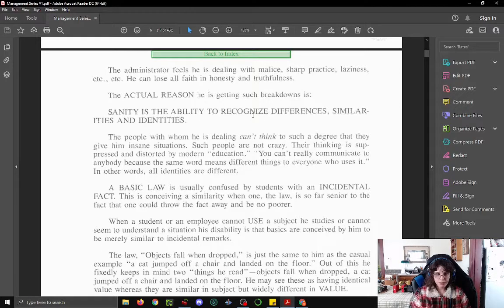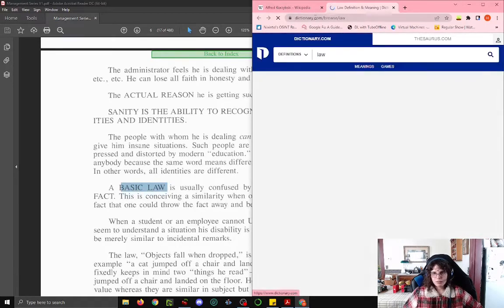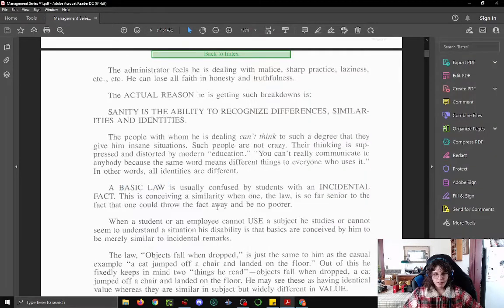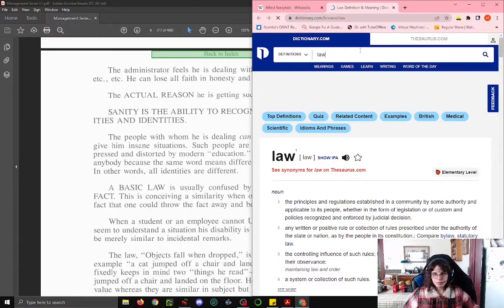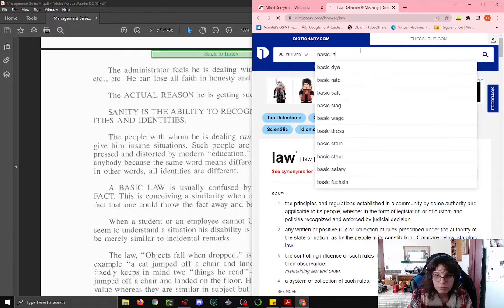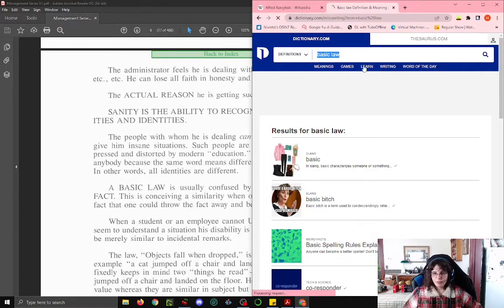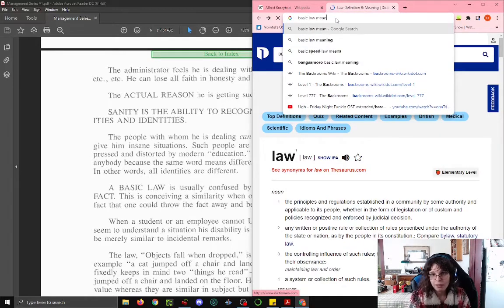I don't know what he means in this case. A basic law is usually confused by students with an incidental fact. All right. We're going to look up the term basic law. Oh, didn't even copy basic law. Basic law. Basic law. Nope. Basic law meaning.